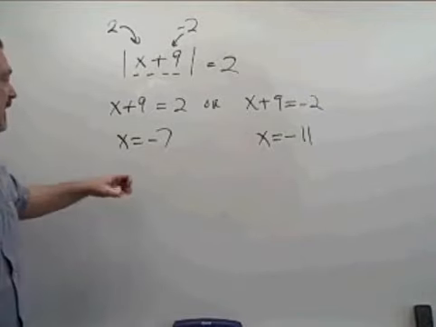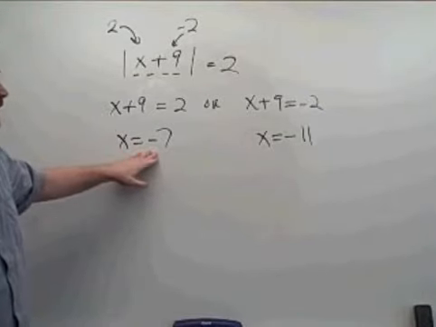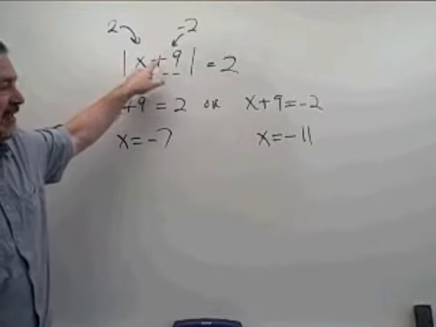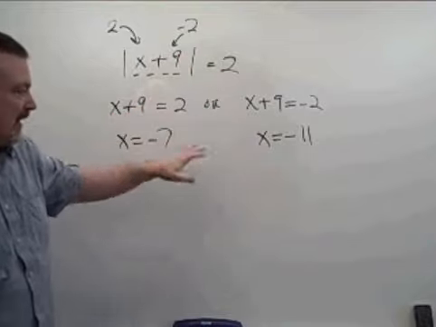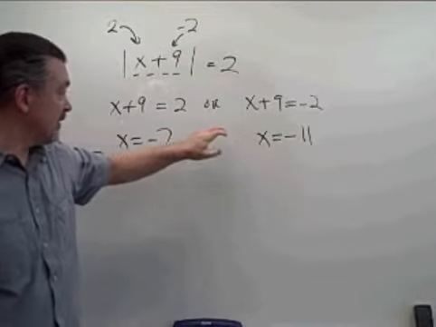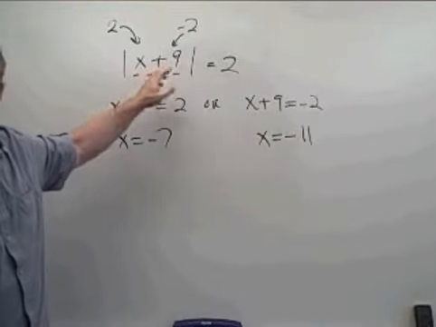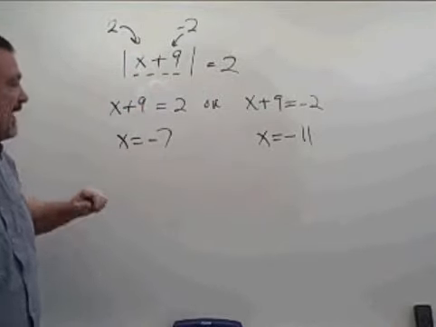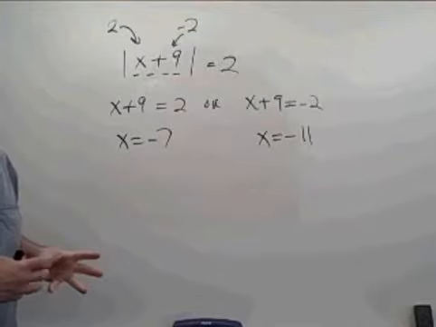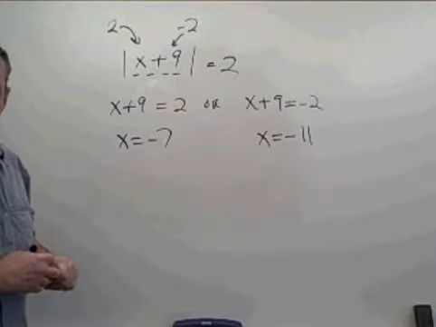Let's try that. If we let x be negative 7, negative 7 plus 9 is 2. The absolute value of 2 is 2. If we let x be negative 11, negative 11 plus 9 is negative 2, but the absolute value of negative 2 is 2. And this gives us a technique that we can use to solve absolute value equations.